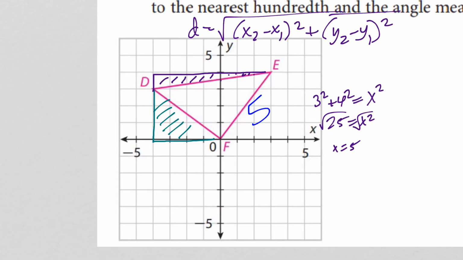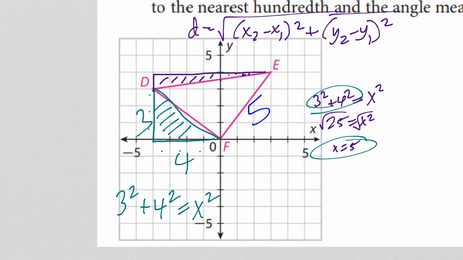Okay, I'm going to go to my green triangle. So 1, 2, 3, 4. 1, 2, 3. Oh, this one's going to be the same thing. 3 squared plus 4 squared is equal to x squared. That's what I had before, so I'm still going to get another 5. And if you don't believe me, 3 squared plus 4 squared ends up being 25. And when you take the square root of 25, you get 5. So this one's going to be 5 also.